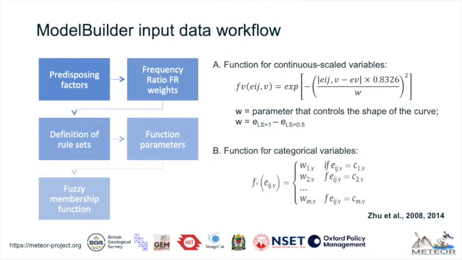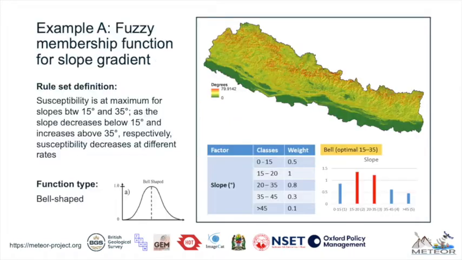2008-2014, referenced at the end of this presentation. Taking an example for each type of variable, we start with a fuzzy function definition for continuous-based variables, such as slope gradient. The frequency ratio allowed us to assign weights to each slope class and identify the type of function applicable for this predictor, which in this case is a bell-shaped function.